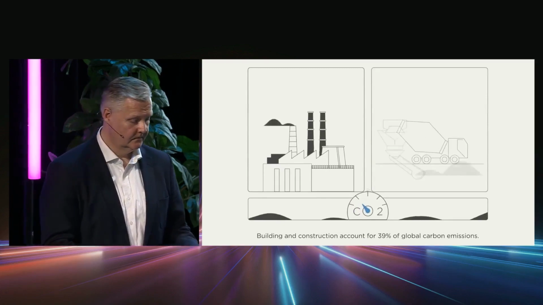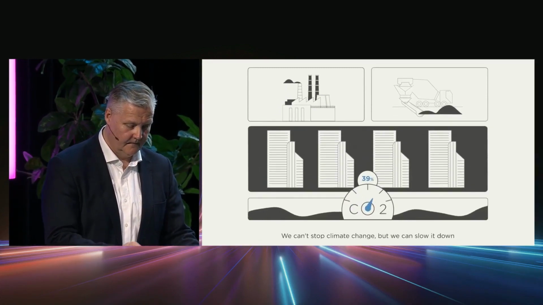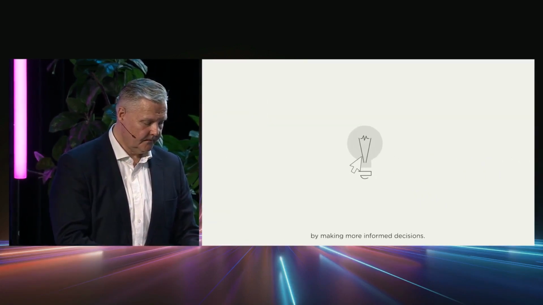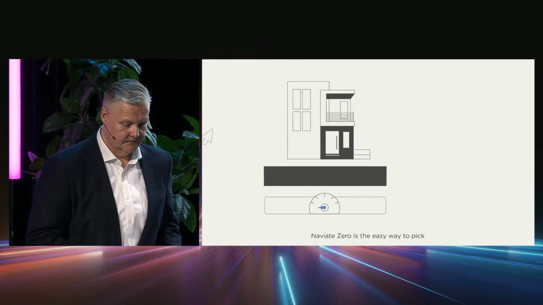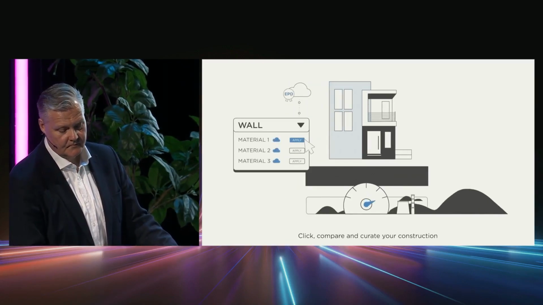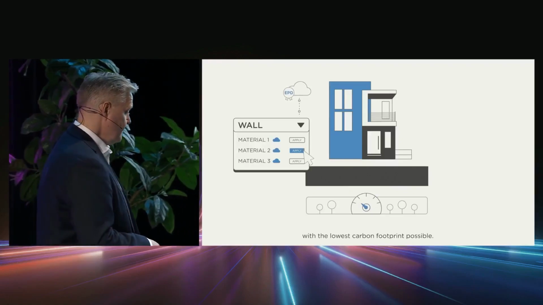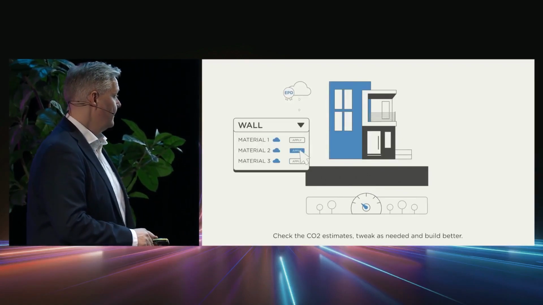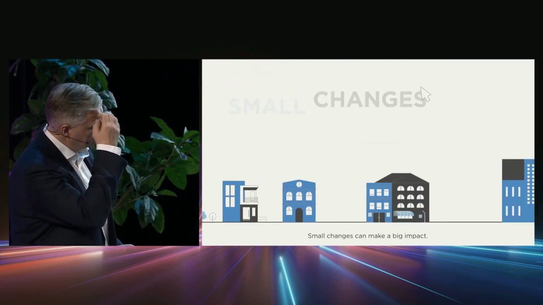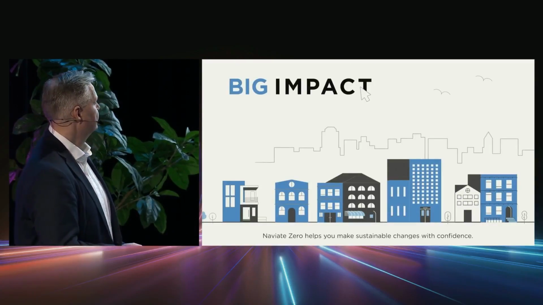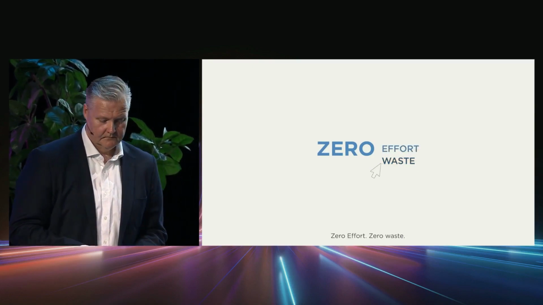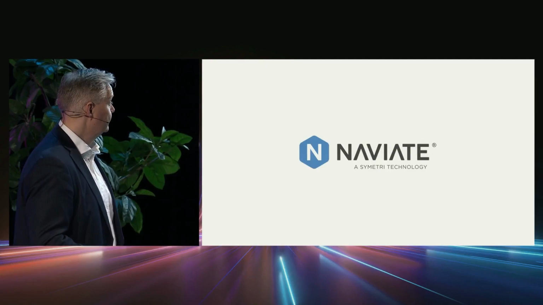Building and construction account for 39% of global carbon emissions. We can't stop climate change, but we can slow it down by making more informed decisions. Naviate Zero is the easy way to pick the most sustainable building materials right within Revit. Click, compare, and curate your construction with the lowest carbon footprint possible. Check the CO2 estimates, tweak as needed, and build better. Small changes can make a big impact. Naviate Zero helps you make sustainable changes with confidence. Zero effort, zero waste. Naviate Zero.